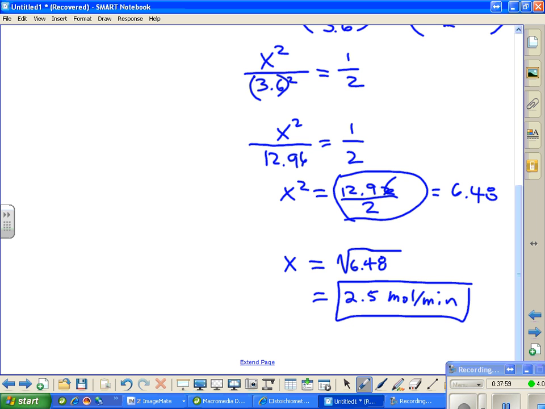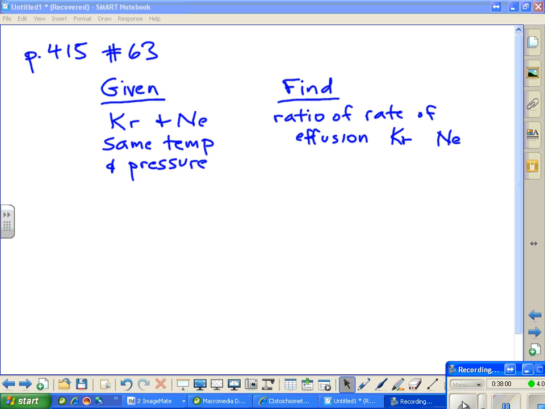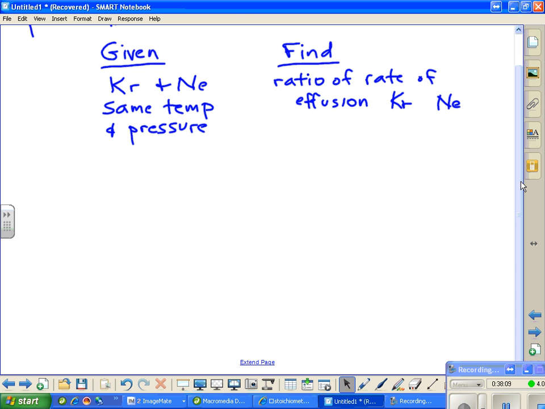On page 415, hold on, there we go. All right, we're working on problem 514, number 63 from tonight's homework. And we're going to see what the relative rate of effusion is of these two guys. So they wanted the ratio of effusion of krypton to neon. So the rate should be like this, krypton to neon.